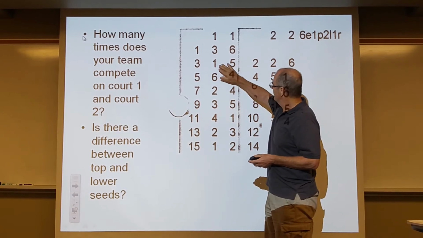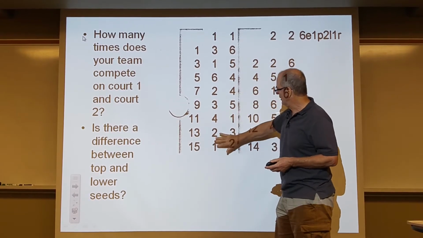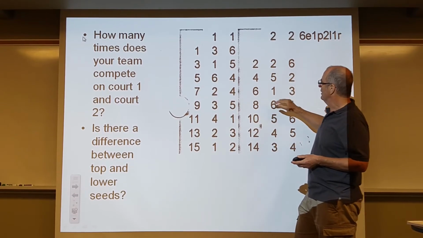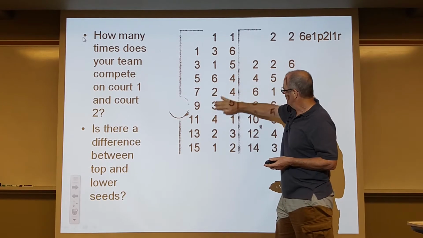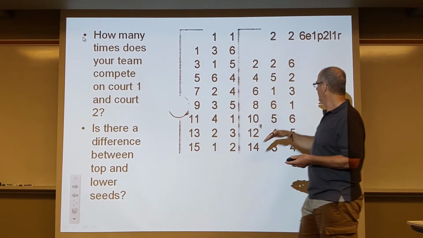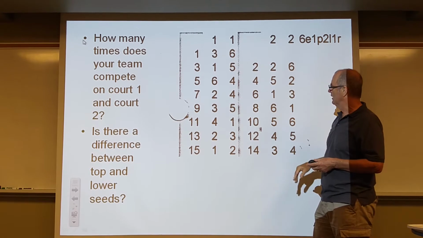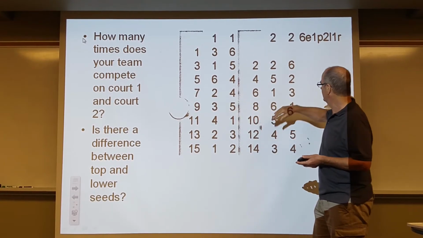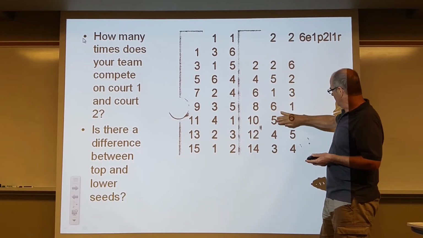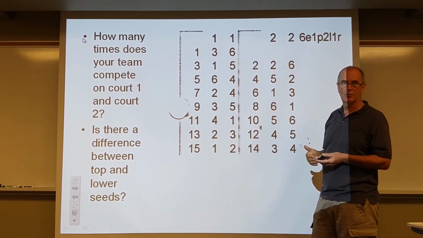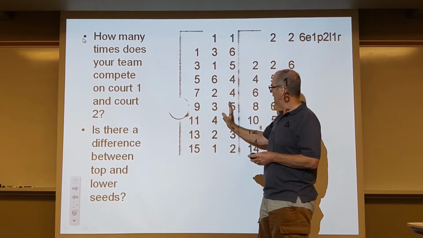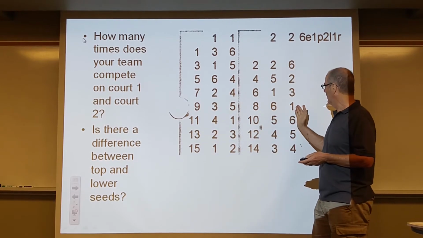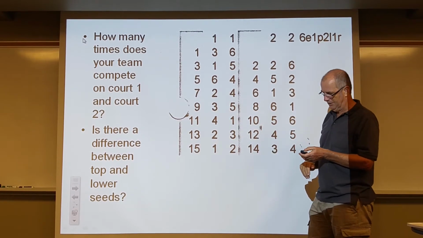As we take a look at it, the number one seed plays three games on the better court and two on the less desirable court. Team number three plays three on the better one and two on the less desirable one. The fifth seed plays two on the best facility and three on the less desirable one. So the top three seeds are getting their extra game on the better facility. The lower three seeds are getting it on the less desirable facility.